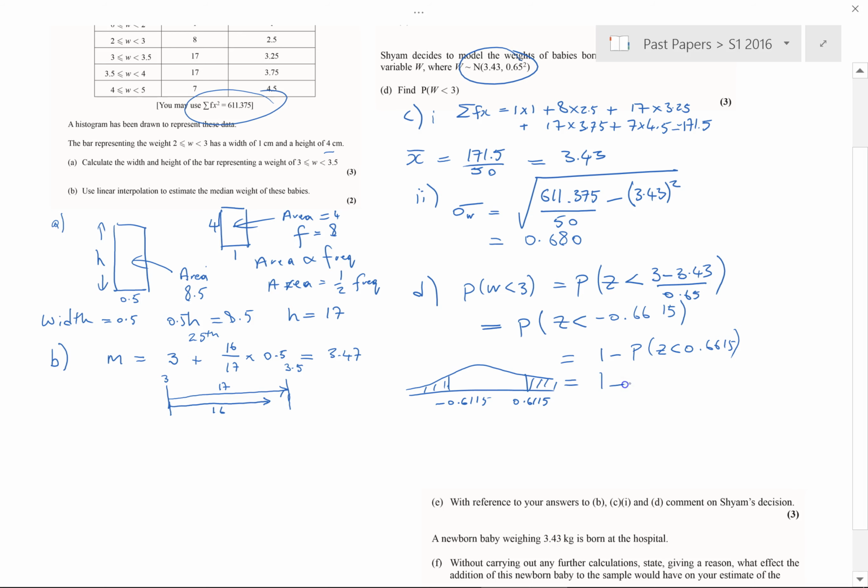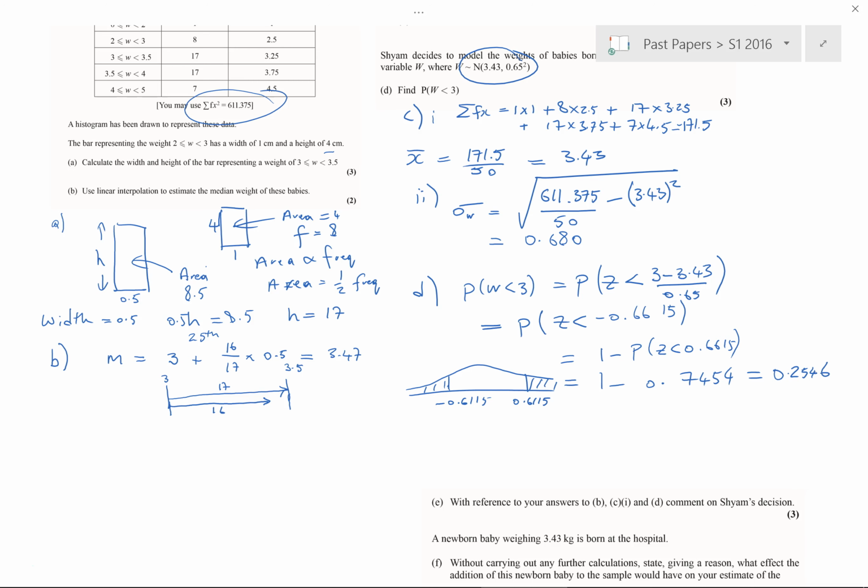So that's 1 minus 0.7454, which is equal to 0.2546. Okay, and that's the answer to that, or an answer. They accepted any number in the range 0.254 to 0.255.